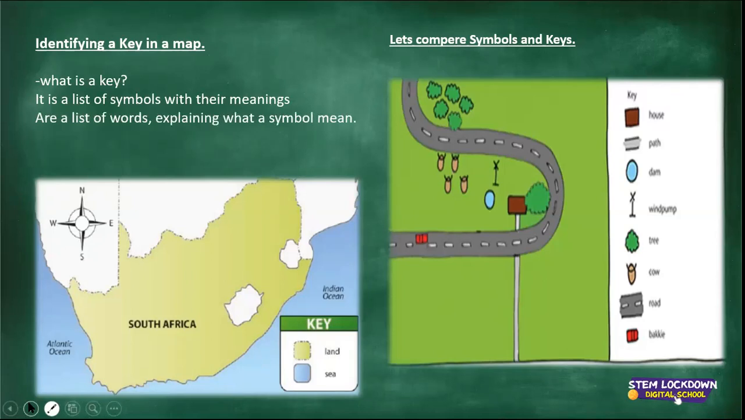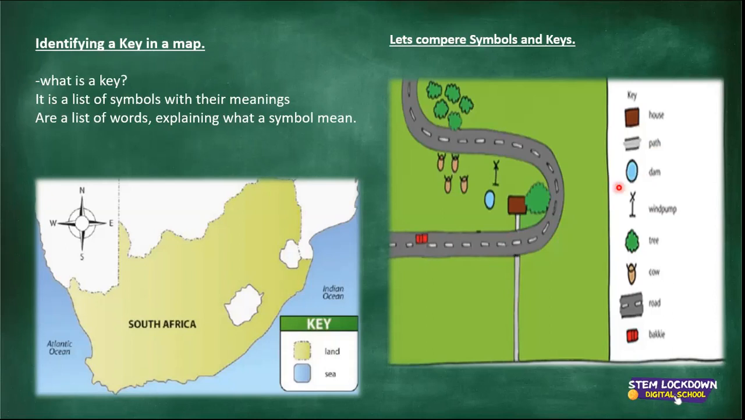Keys are a list of words explaining what a symbol means. As you can see, these boxes here are symbols, and then they explain what they mean. Even this side, these are the symbols found on the map, and then they explain that this is the house. Do you see the house? And then this is the path. Do you see the path? I'm pointing at it. And then this is a dam.